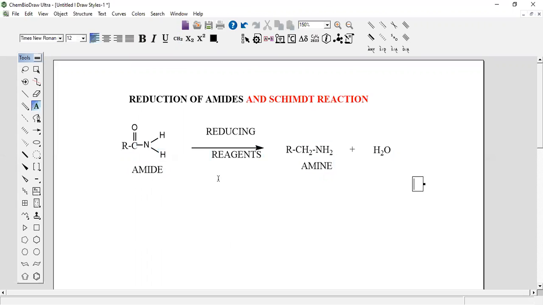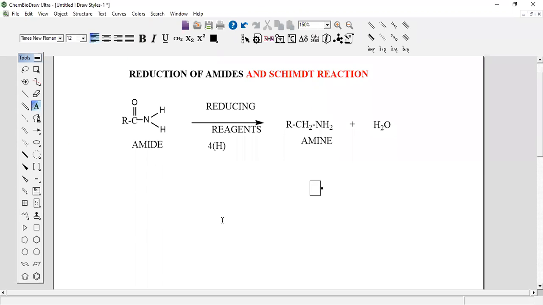See how many hydrogens are needed. Remember, 2 hydrogens for the carbon, 2 hydrogens for the oxygen, and 2 hydrogens for this one. Totally, how many hydrogens does it need? 4 hydrogens are needed, because 2 for carbon and 2 for oxygen.